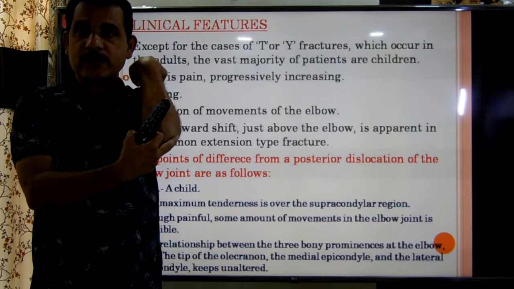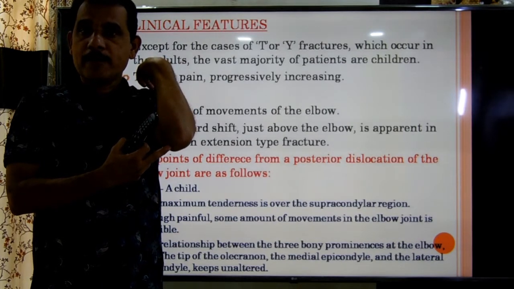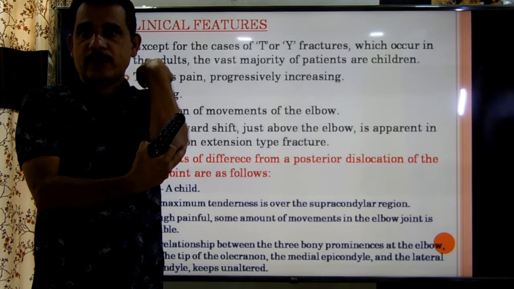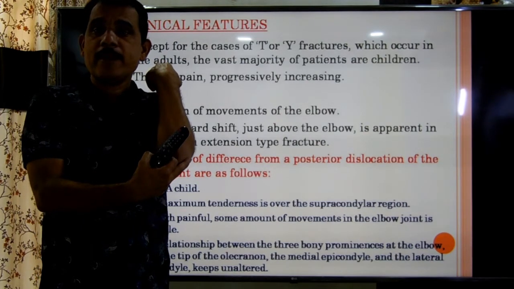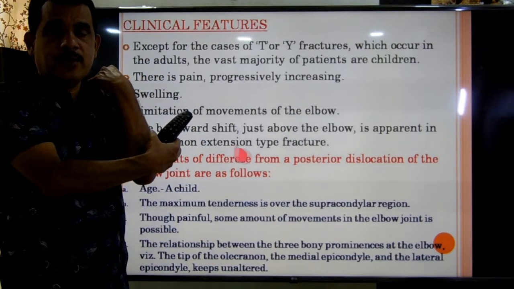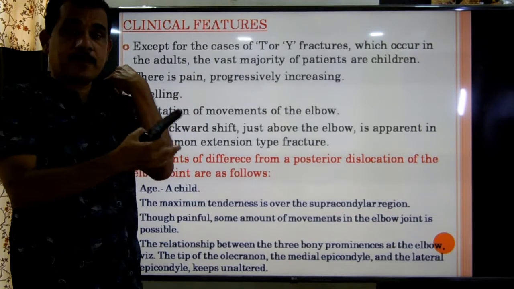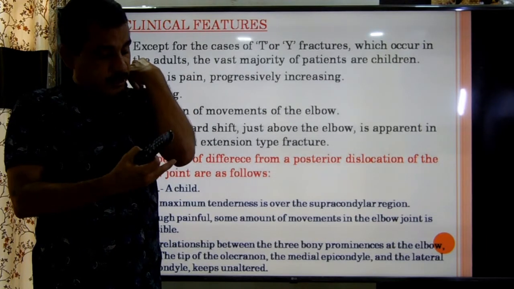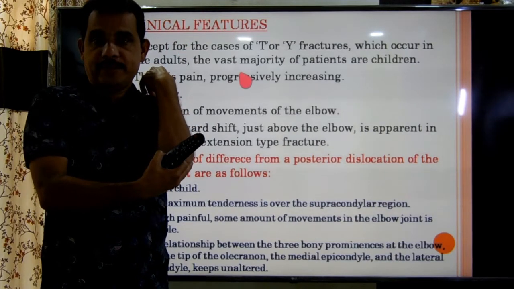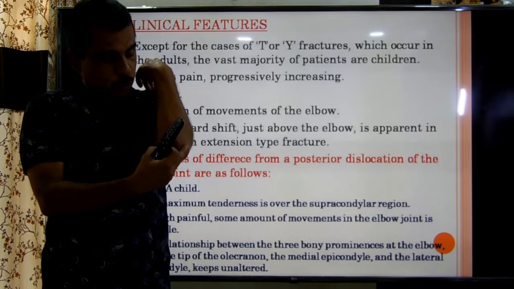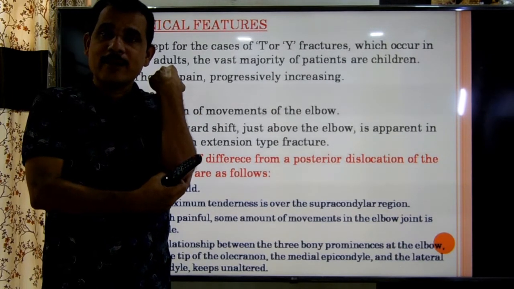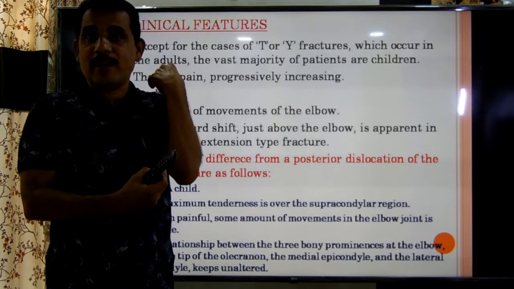One is the medial epicondyle, this is the tip of the olecranon, and the lateral epicondyle. So what relation will be there? In the case of the supracondylar fracture, where there is an extension type with posterior displacement, the three prominences will remain in the same line or same plane. Why? Because the whole joint displaces along with the lower end of the humerus, and the radius and ulna.